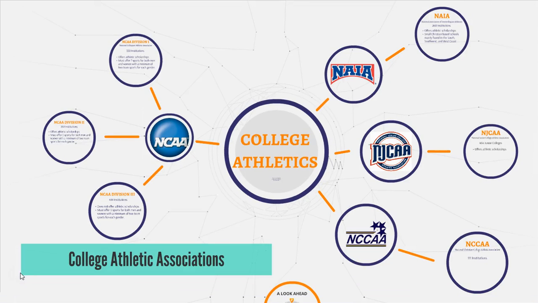There are four primary college athletic associations that exist in the United States. 1. The National College Athletic Association, or the NCAA, is the biggest and most popular, and we will focus most of our attention on this one. 2. The National Association of Intercollegiate Athletics, or the NAIA. 3. The National Junior College Athletic Association, or the NJCAA. And 4. The National Christian Collegiate Athletic Association.